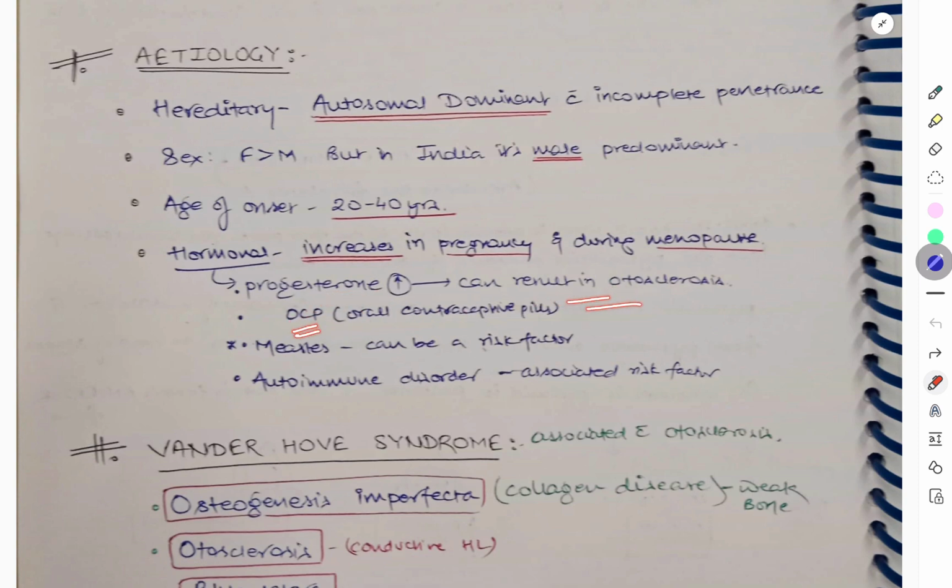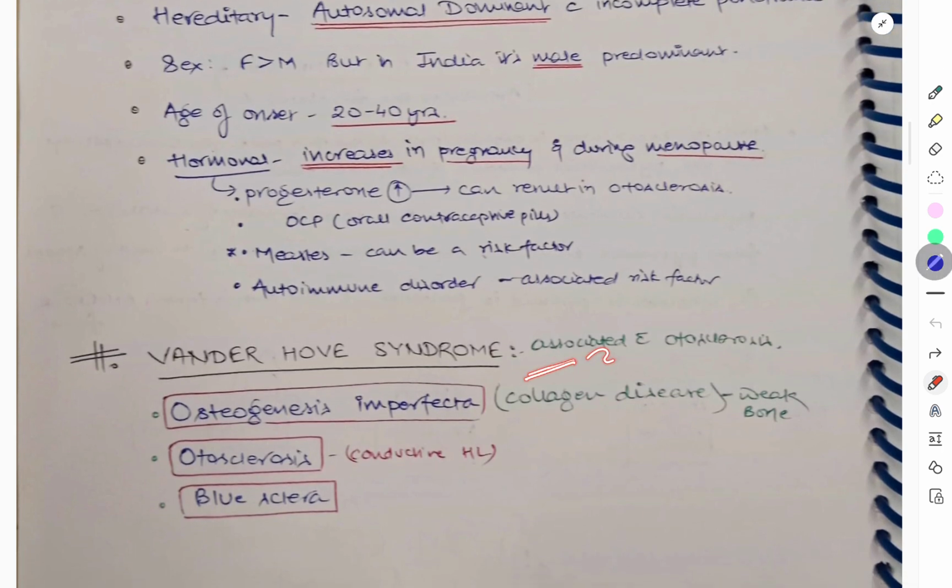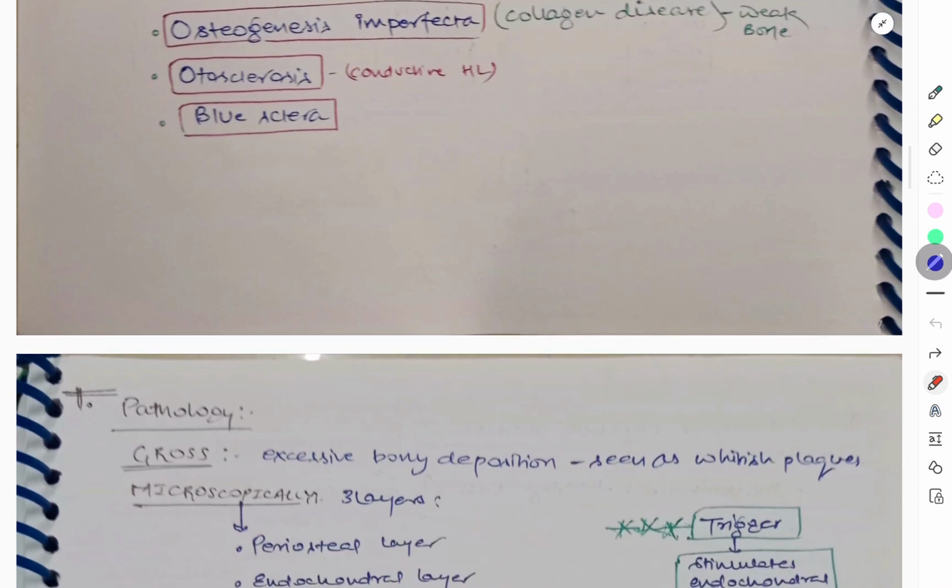For example, oral contraceptive pills. Then measles can be a risk factor. Autoimmune disorders are also associated risk factors. Along with those, we have some syndromes like Van der Hoeve syndrome. This is also associated with otosclerosis. There is a very nice photo where a blue sclera is seen, and along with that, osteogenesis imperfecta and otosclerosis are also there. Okay, so go see this image on Google: Van der Hoeve syndrome, osteogenesis imperfecta and otosclerosis. Blue sclera is a typical feature of Van der Hoeve syndrome.